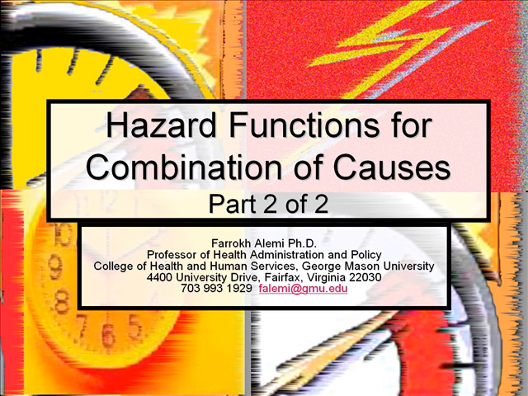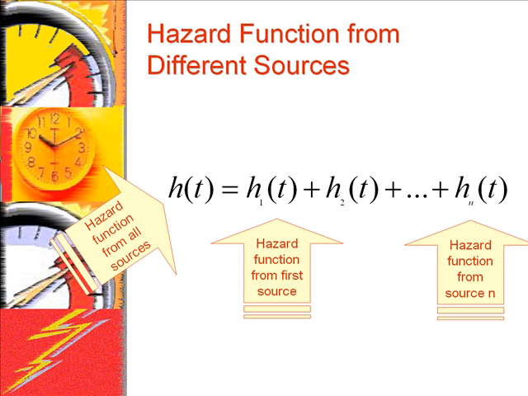This is part 2 of the two-part series of lectures on hazard functions for a combination of causes. If we can assume that various causes are independent of each other, then the hazard function from all sources can be calculated as the sum of the hazard function from each source. This is a very helpful concept as it allows us to calculate the total impact of multiple causes.